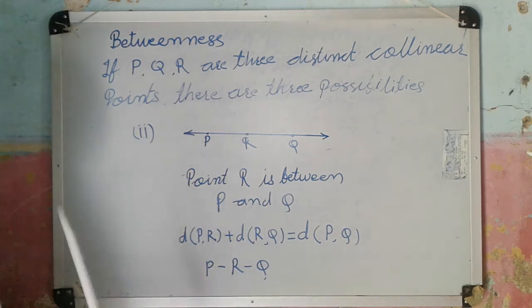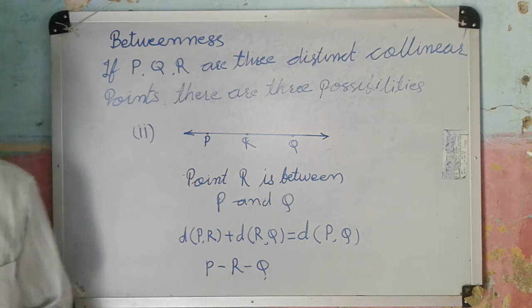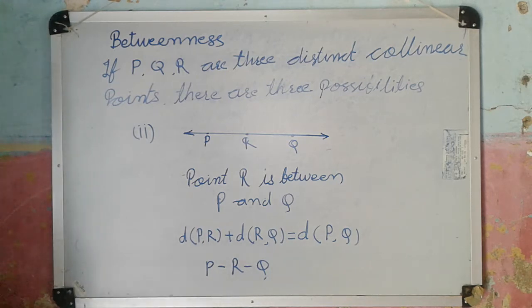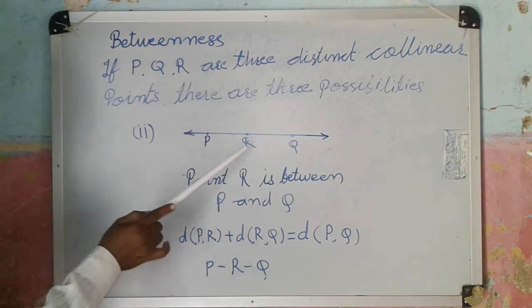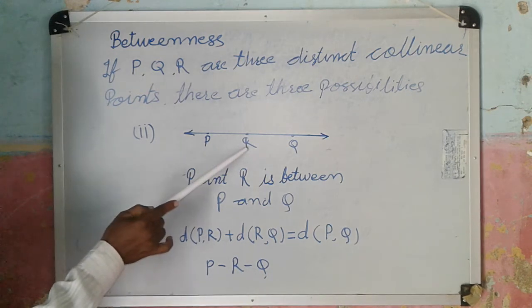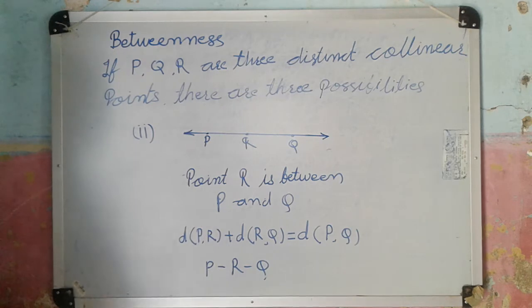This is the second possibility. Now what will be the third possibility? In the first possibility, point Q is in between P and R. In the second possibility, point R is between P and Q. So what will be the third possibility?